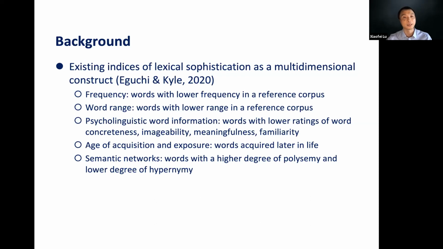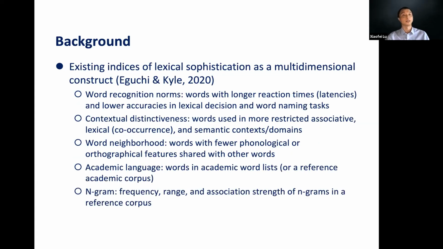People also look at semantic networks, with the assumption that words with a higher degree of polysemy and a lower degree of hyponymy will be more sophisticated. So if you look at WordNet, for example, the more specific a word gets, right, the harder it becomes, such as different kinds of dogs and things like that. And a word with many more meanings will be somewhat harder than a word with a very clear singular meaning. We also look at the word recognition norms.